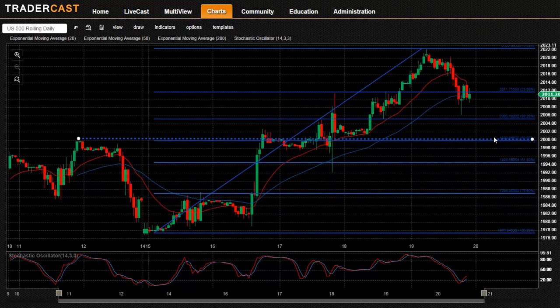Okay, so that would give us a 50% fib retracement from the swing low to the swing high as well. A loss of 2000 could potentially drop down to 1994, and that would be followed by 1987 as well. But these would be very, very deep retracements and corrective moves.